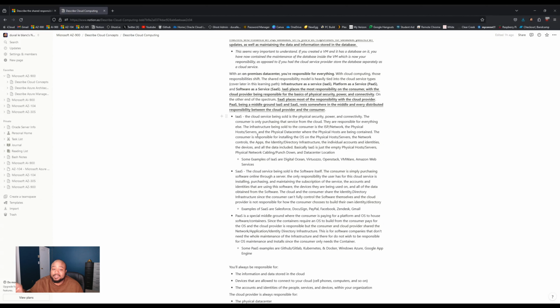The consumer is responsible for installing the OS on the physical host servers, the network controls, the apps, the identity/directory infrastructure, the individual accounts and identities, the devices, and all the data included. Basically, infrastructure as a service is just the empty physical host servers, physical network cabling, punch down, and data center location. Some examples of infrastructure as a service are DigitalOcean.